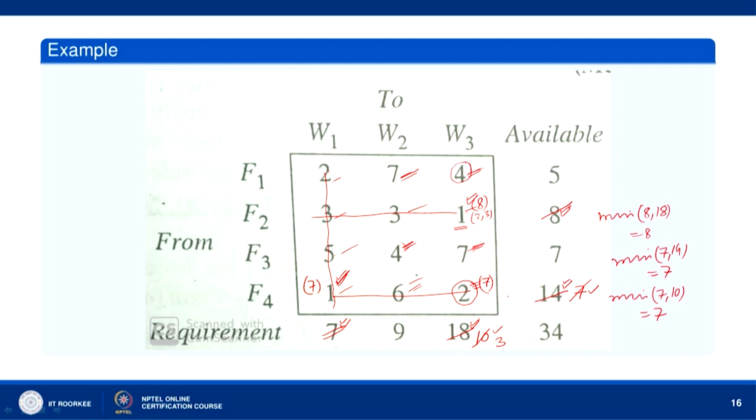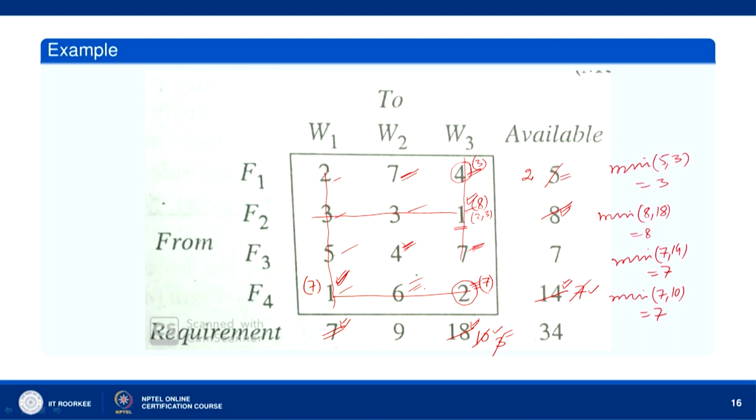So, we then consider the minimum of 5 and 3, that is equal to 3. So, we allocate 3 here. Okay. So, we are now left with 2 here, and this 3 has gone. So, we will cross out this column, we will cross out this column.